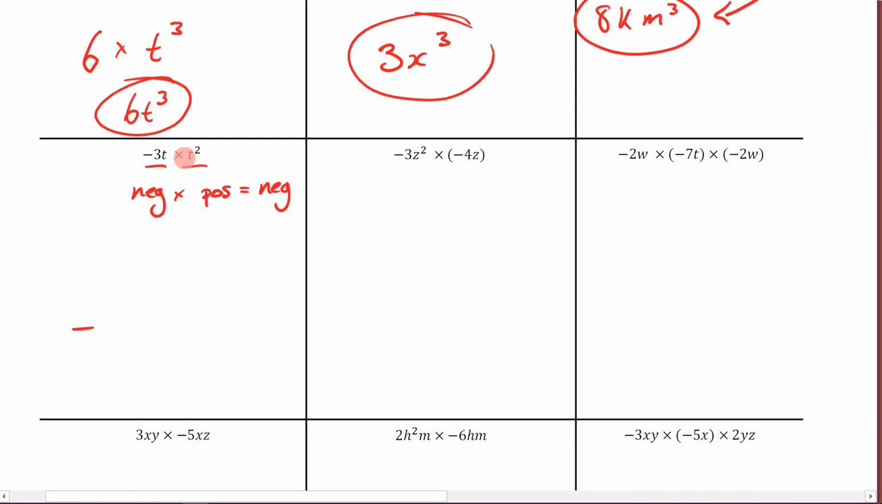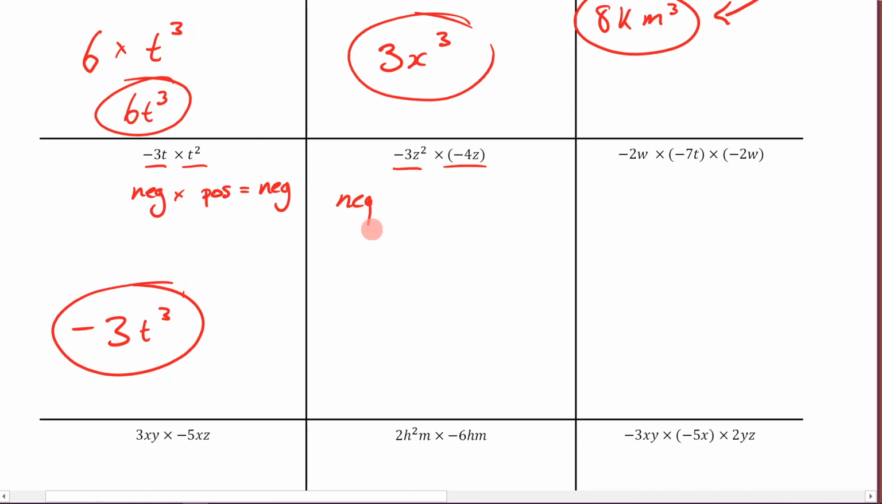And then we're just going to treat this as we normally would. I have a 3, and then I have t times t squared, which is going to be t cubed. So the real takeaway message here is realizing that because I have one negative term, my answer is going to be negative. Now we come over here, and as you can see, I have a negative multiplied by another negative.